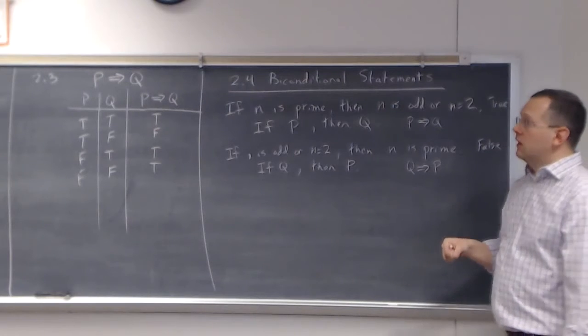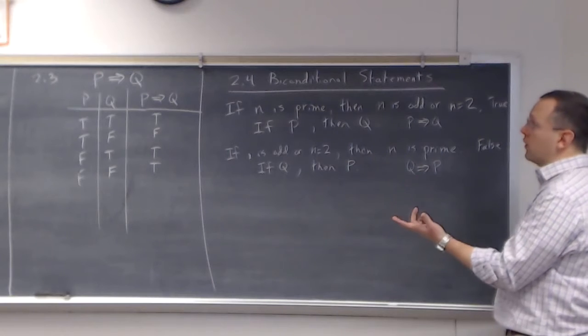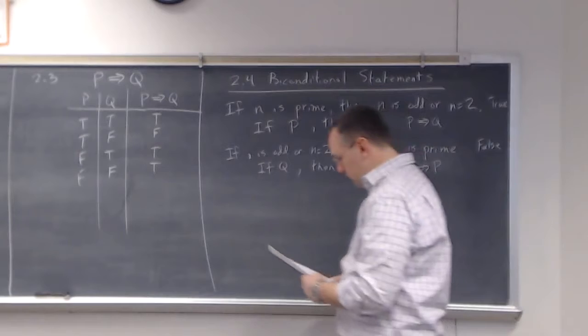Okay, so it can happen though that P implies Q and Q implies P are both true statements. In that case, we have a new symbol. It's called an if and only if statement, or biconditional statement, and it's a double-sided arrow.